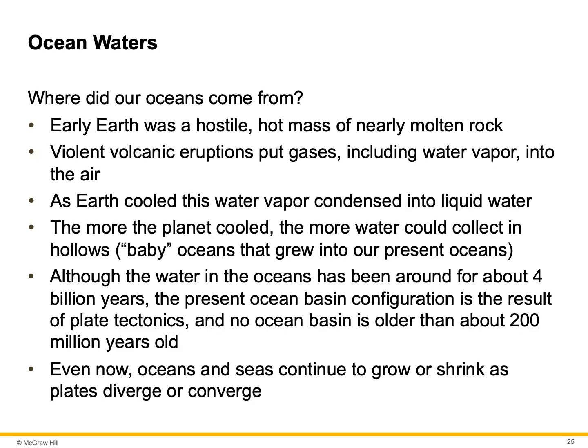Where did our oceans come from? Early Earth was a hostile, hot mass of nearly molten rock. Violent volcanic eruptions put gases, including water vapor, into the air. As Earth cooled, this water vapor condensed into liquid water. The more the planet cooled, the more water could collect in the hollows and baby oceans that grew into our present oceans.